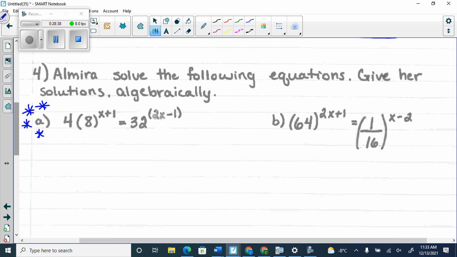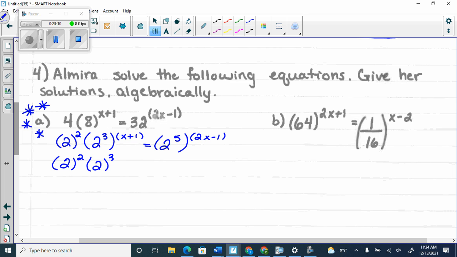Now I can't divide the 4 over because the 32 has an exponent, and I can't multiply the 4 into the 8 because it has an exponent. So I have to make them all just be separate base 2's. So this 4 is going to be 2 squared. The 8 is 2 cubed. I actually have to make them all be base 2 because I can't move that 4 over the 32 or the 8 because they both have exponents. And 32 is 2 to the 5, to the 2x minus 1. So here I'm going to get 2 to the 2, and then 2 to the 3x plus 3, because you distribute, equals 2 to the 10x minus 5.